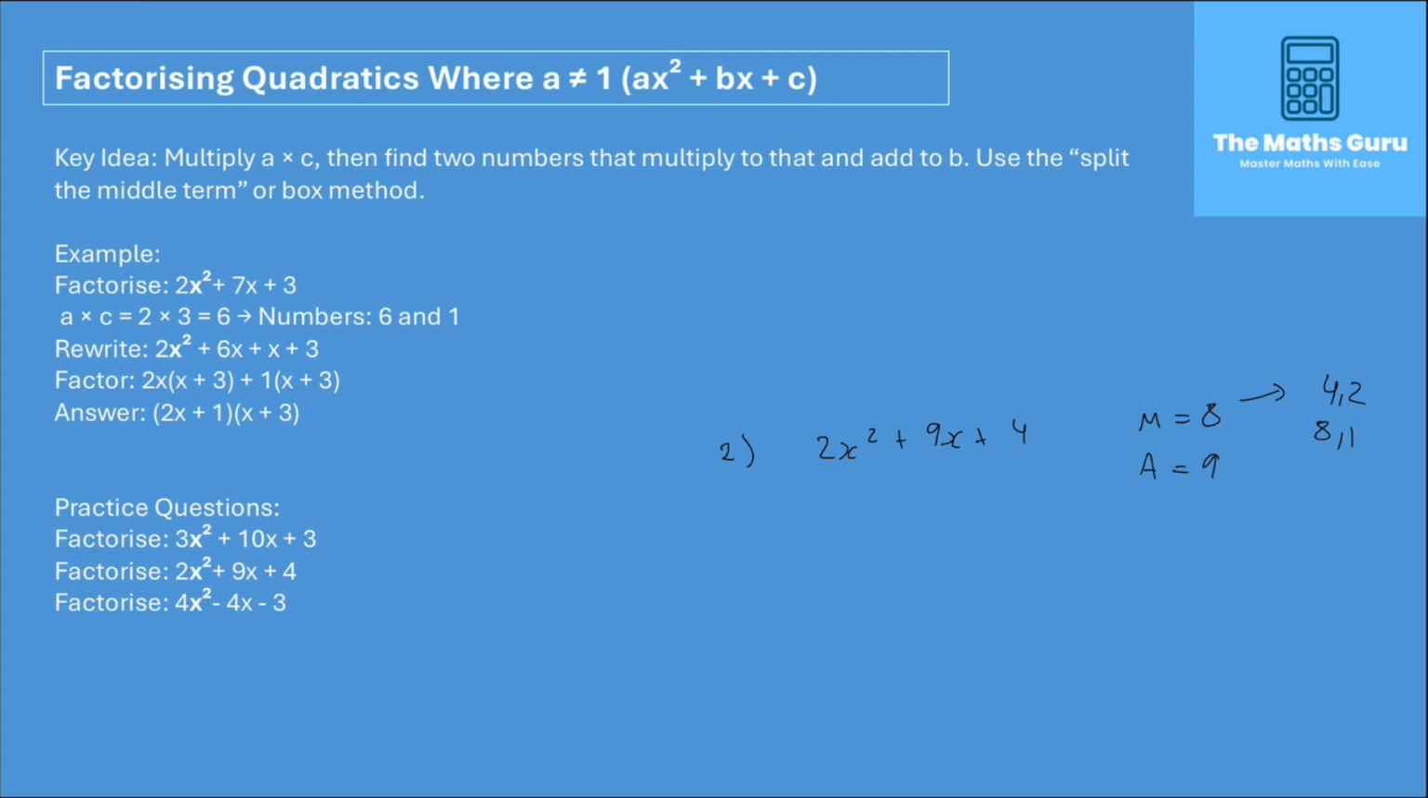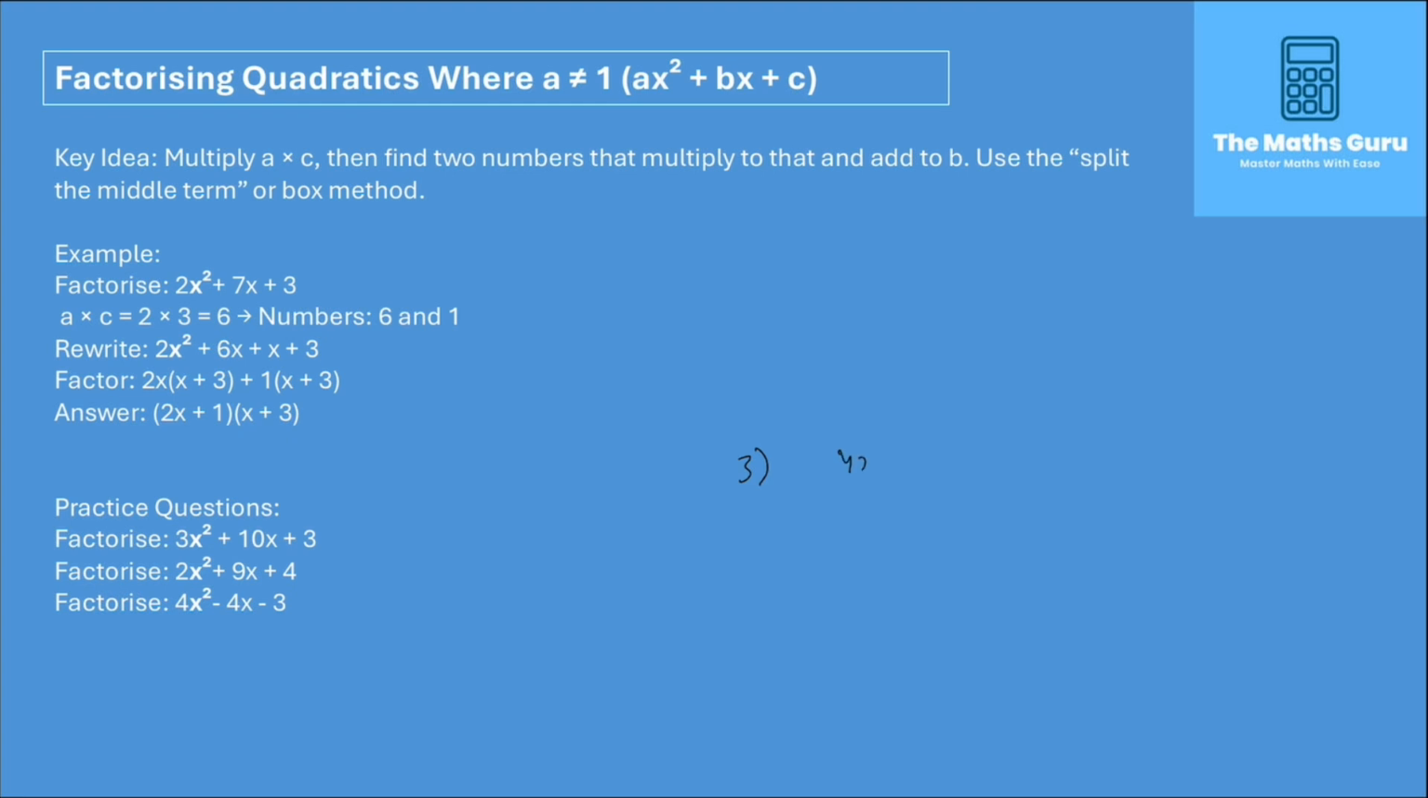We know we're going to have to use 8 and 1 because we need to add to 9. And there's no way from 4 and 2 we can get to 9. No chance. So 2x squared plus 8x plus x plus 4. Go down the middle. We have our highest common factor to be 2x, and then x plus 4 outside, and then x plus 4 here. Then we only need to times by 1. And we get 2x plus 1 and x plus 4.